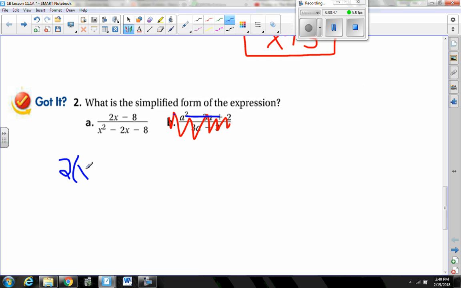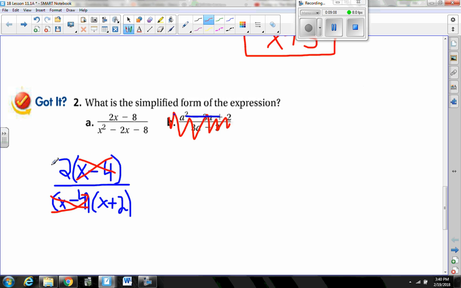The top is 2 times x minus 4. The bottom of this fraction factors into x minus 4 and an x plus 2. And then the set of parentheses that's the same on the top and bottom is x minus 4 and x minus 4. Those get to cancel out. The 2's don't get to cancel because this one's added with an x. So my final answer is 2 over x plus 2.